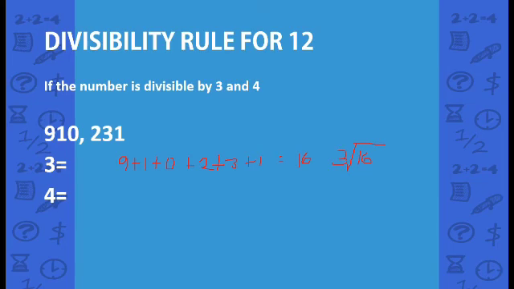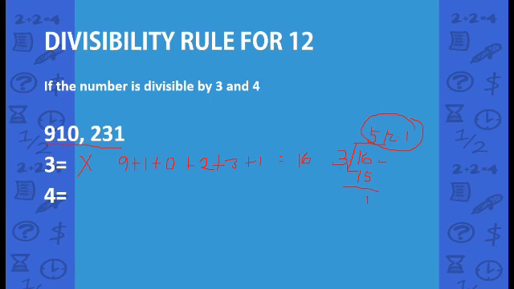So, 16 divided by 3 is what? 5. 5 times 3 is 15. Then, 16 minus 15 is 1. So, ang sagot natin ay 5 remainder 1. Again, 5 remainder 1. Meaning, may remainder, hindi exact or whole number ang sagot. So, ibig sabihin, ang 16 ay hindi divisible by 3. And so, the original number 910,231 is also not divisible by 3.